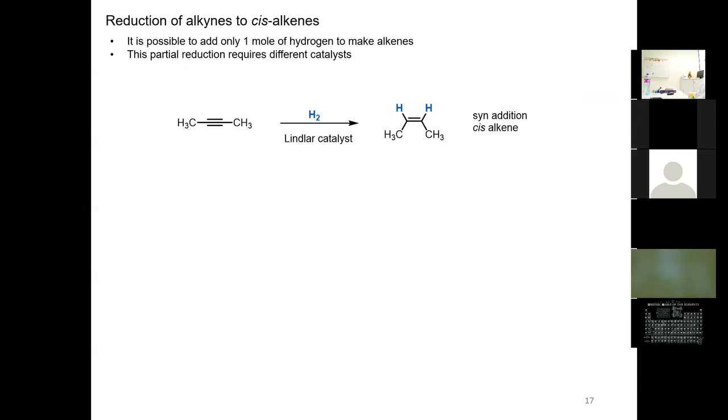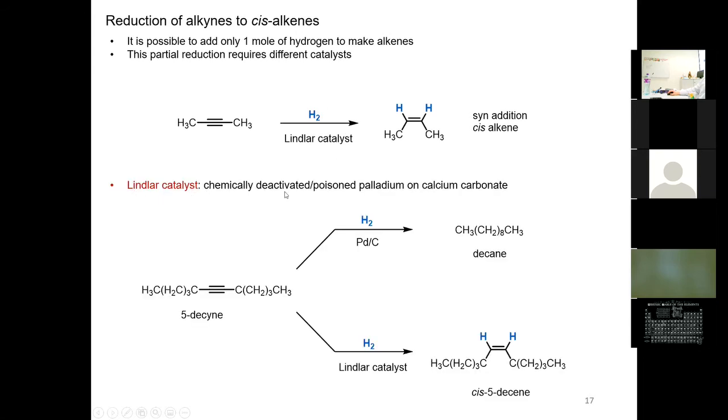This partial reduction usually requires a different catalyst. For example, there is a method to reduce the alkyne directly to a cis alkene, which is syn addition, and what we use is a Lindlar catalyst. Lindlar catalyst is chemically deactivated palladium on calcium carbonate. This is kind of inorganic chemistry, but you don't need to understand that. But remember, Lindlar catalyst can stop at the cis alkene. So palladium on carbon cannot stop at the alkene; it will go directly to the alkane. But the Lindlar catalyst has different selectivity, so it can add one molecule of H2 to generate the cis alkene. It stops here because the Lindlar catalyst cannot further reduce the alkene to the alkane, the saturated molecule.